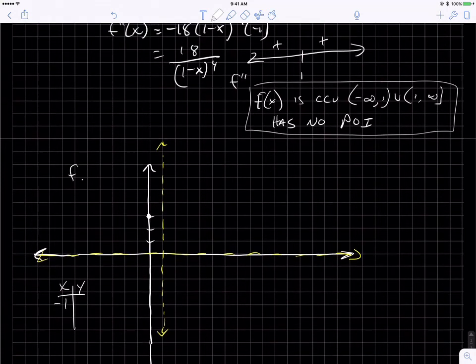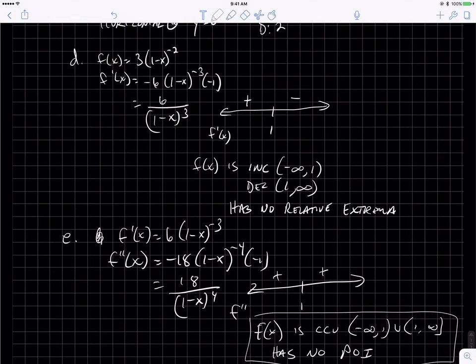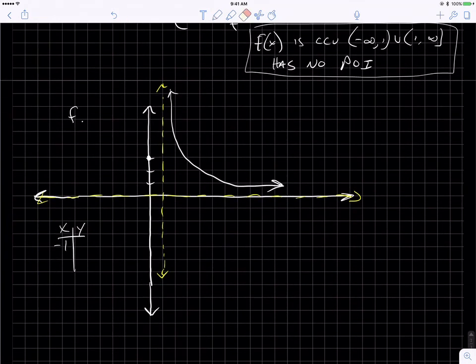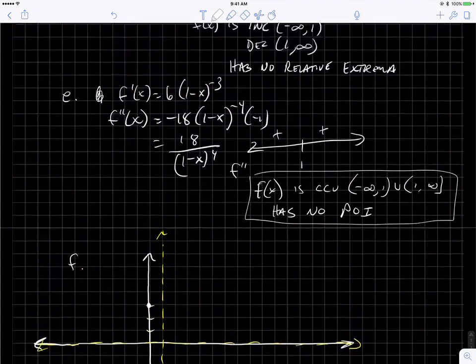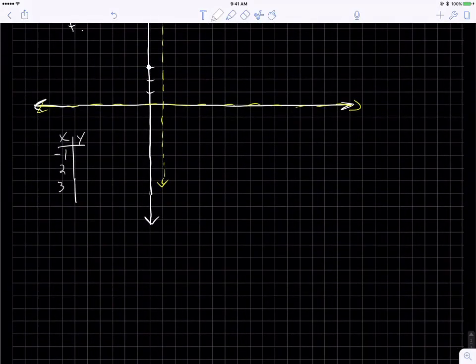On the right side, since it's concave upward, it can't be the bottom part, because that would be concave downward. This would be decreasing from left to right, which the first derivative test agrees with, decreasing from 1 to infinity. So that's going to be the top part over there. We need some extra points on that side, so we'll go with 2 and 3. We plug those additional points into the original, which was 3 over (1 minus x) squared.